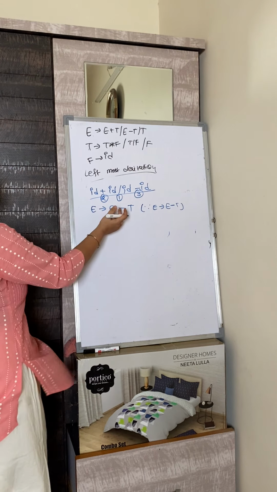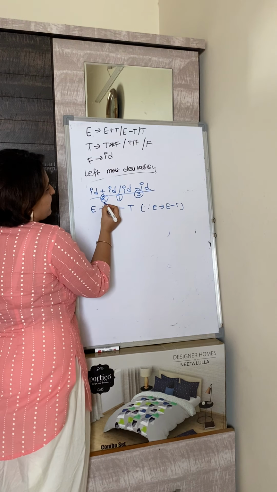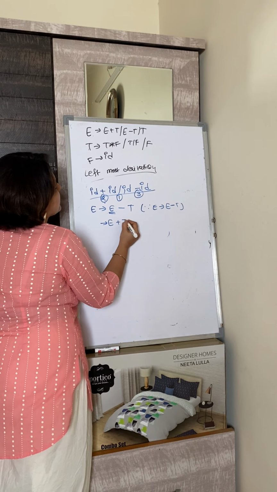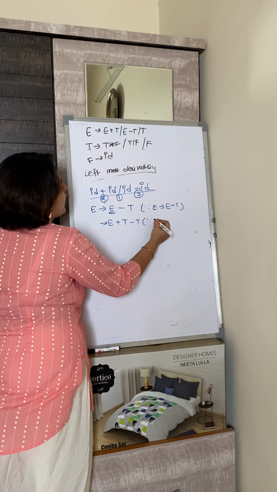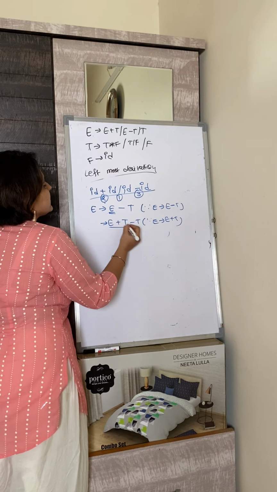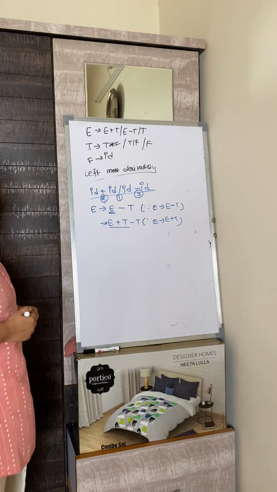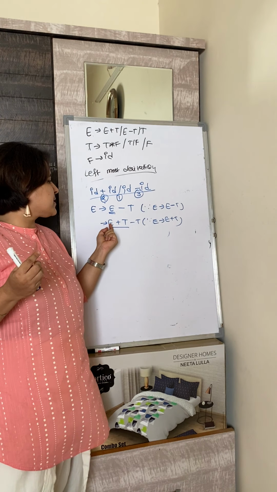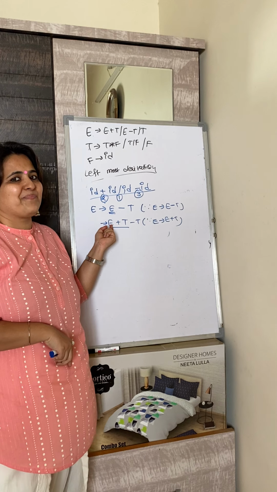So which next operator do you require? Plus, this one. So this E should be deriving E plus T, because E derives E plus T. So this is derivable from E. How many non-terminals now do you have on the right side? 3. Which is leftmost? E. It should be derived first.